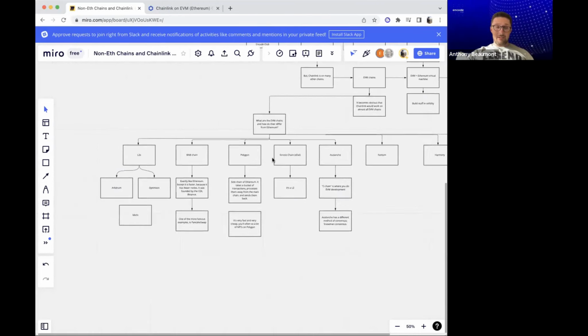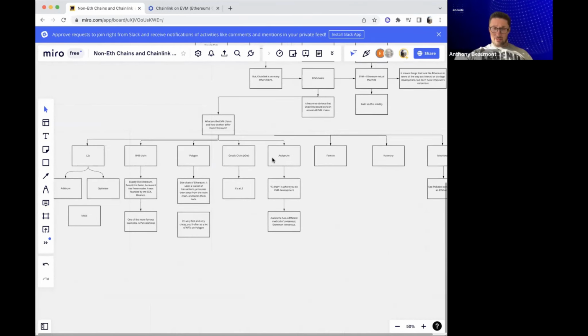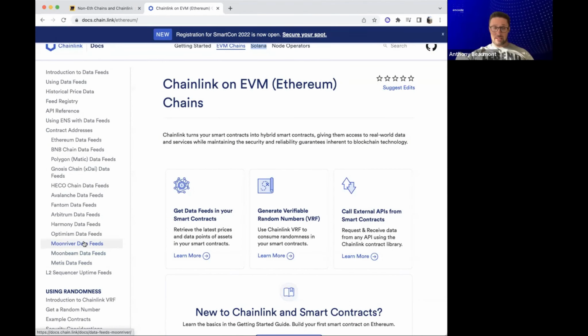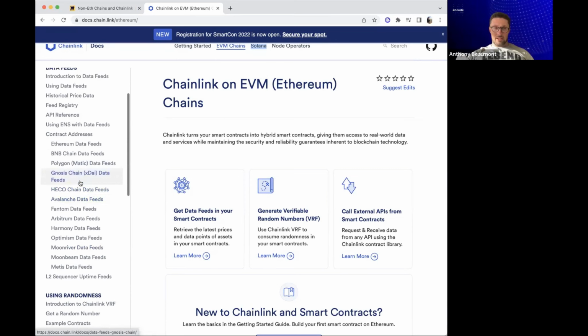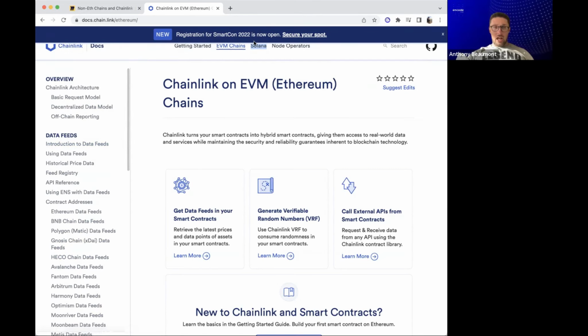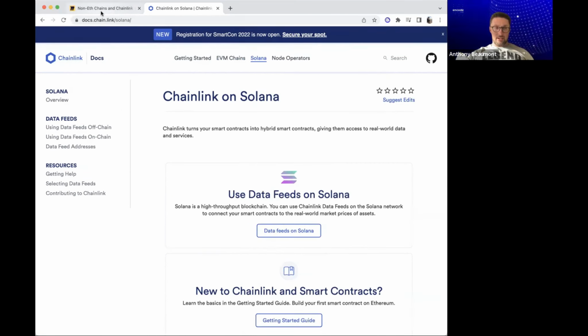So you're immediately seeing there is a huge range of different protocols. And the key thing is, if there's an EVM, Chainlink's probably on it. There's some I've missed here, the Moonriver, the Heco. There's all of these you could use. So very, very important. The other factor is Solana.